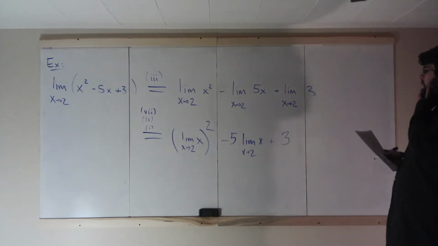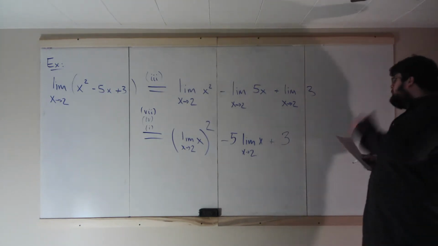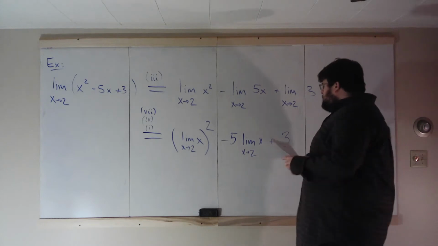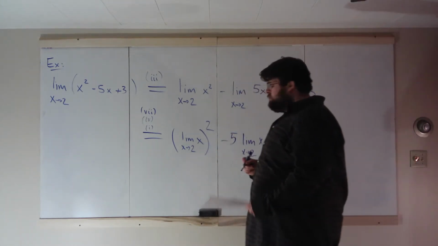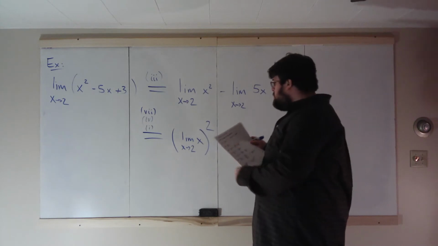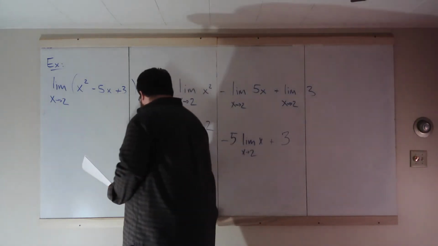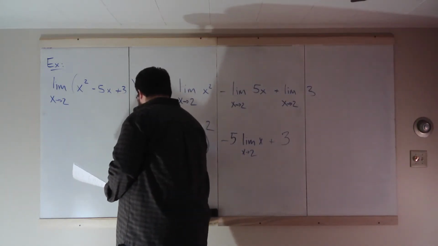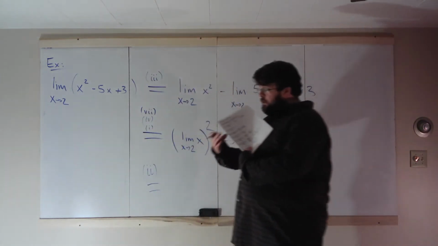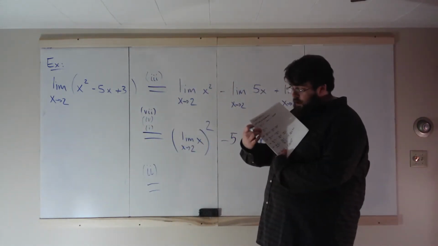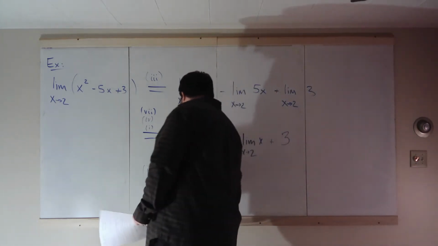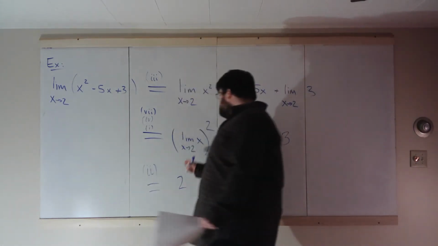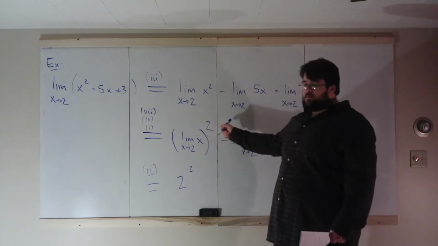Well, okay, we still have 2 limits we have to deal with. How can we deal with those 2 limits? Well, let's start with this one. We have limit as x approaches 2 of x. Does that show up anywhere? Well, gee, it shows up right there in rule 2. Rule 2 says limit as x approaches 2 of x is 2. Okay? So that equals 2, and it's still squared.